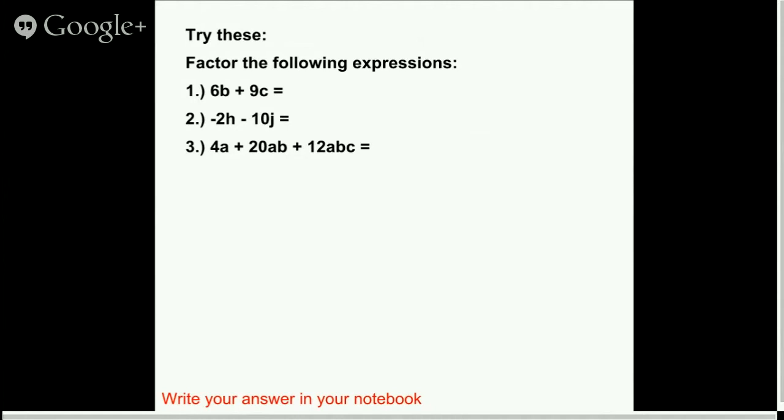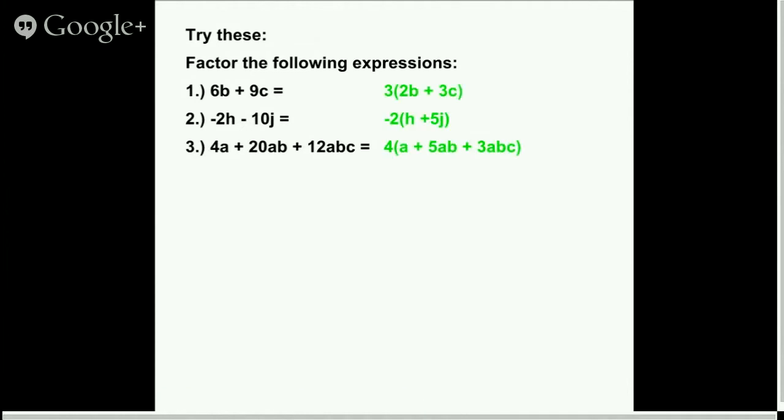All right, the correct answers are these. Oops, I can take out the a here. I forgot to do that. So you'd get 4a times 1 plus 5b plus 3bc. That would be correct. Okay. You could have also gotten positive 2 times negative h minus 5j. That would also be correct.